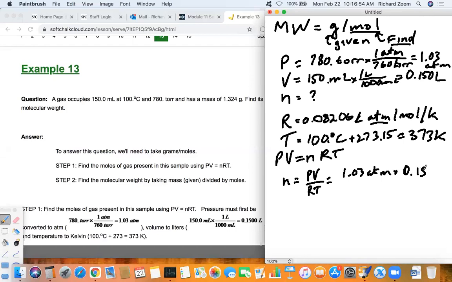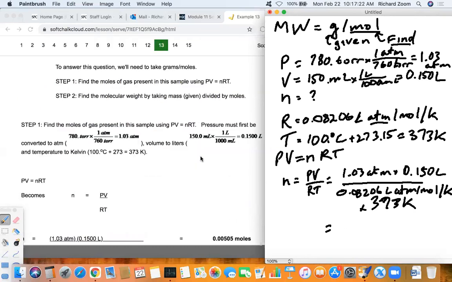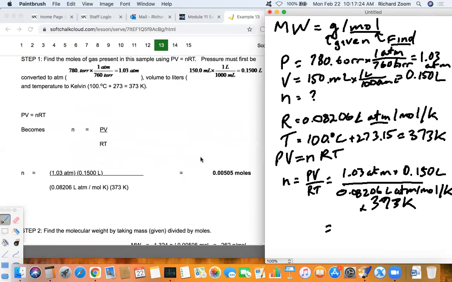So PV, 1.03 atmospheres, times 0.150 liters, over the R, 0.08206 liters atmospheres per mole per Kelvin, and that's times the temperature, 373 K. Now the N value we get from that, which would be the number of moles, comes out to be 0.0050 moles. You should expect a fairly small number here.